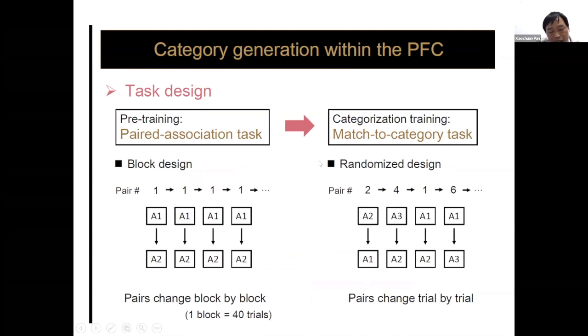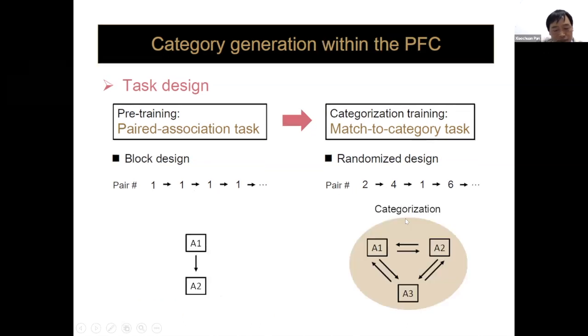Then the monkey switches to perform the task we call the match to category task. In this task, the pair changes trial by trial. So we go from the first trial, A2 is associated to A1, second trial, A3 is associated with A1, and so on. In the paired association task, we expect prefrontal neurons maybe just encode the individual paired associations, so A1, A2. In the match to category task, prefrontal cortex should need to encode the category information, or a group of stimuli.